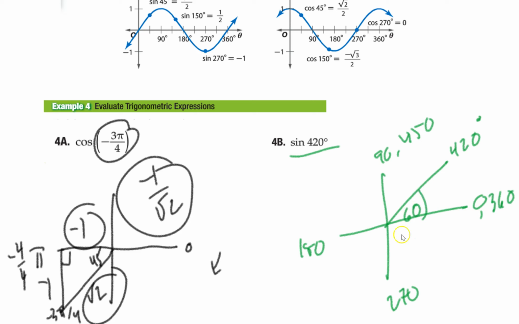Now again, if you're doing a table, it's the easiest one. Like, oh, 60, just look at it. Sine of 60 is rad 3 over 2. Done. You're in quadrant 1. If you're doing a triangle, that's rad 3. This is 1, this is 2. Sine is opposite over hypotenuse. Rad 3 over 2.